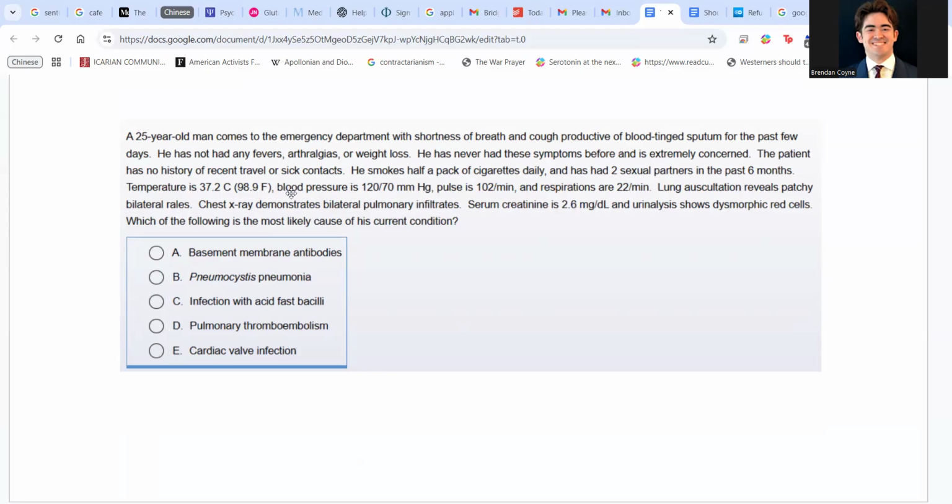Temperature is 98.9 Fahrenheit. Blood pressure is 120 over 70. Pulse is 102. Respirations are 22. Lung auscultation reveals patchy bilateral rales. Chest X-ray demonstrates bilateral pulmonary infiltrates. Serum creatinine is 2.6. UA shows dysmorphic red blood cells. Which of the following is the most likely cause of this current condition? I'll give you a second to think about this.